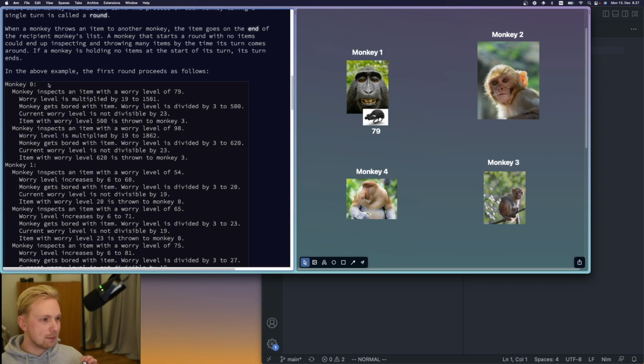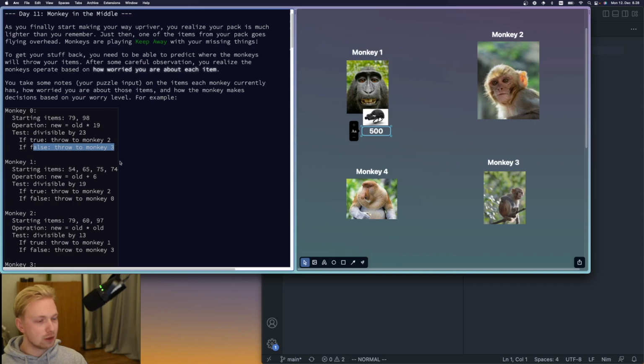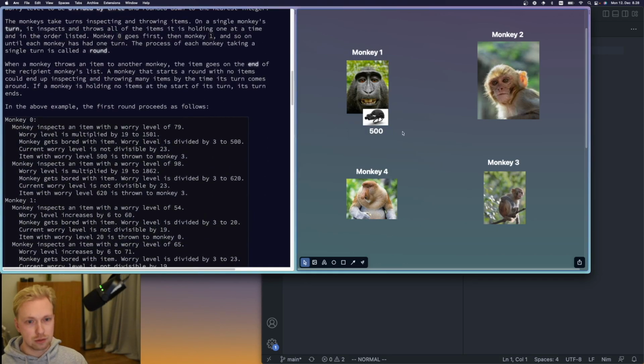So let's take one example. This starts with monkey inspects an item with worry level of 79. This worry level is multiplied by 19, so now it's 1,501. So that happens. Monkey gets bored with the item. The worry level is divided by 3 to the closest integer. So now it's 500. Is this divisible by 23? Well, no. So it is determined that it's not, so it's thrown to monkey 3. So my night vision goggles goes to monkey 3.